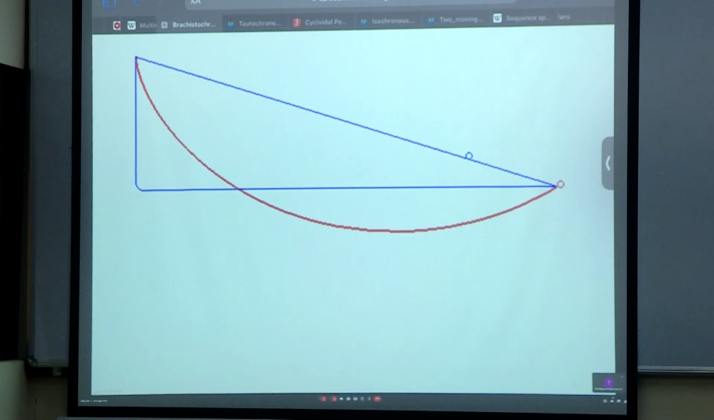And what is that red curve? That's again a cycloid. The cycloid is also a brachistochrone. And it's very, very counterintuitive if you think about it.